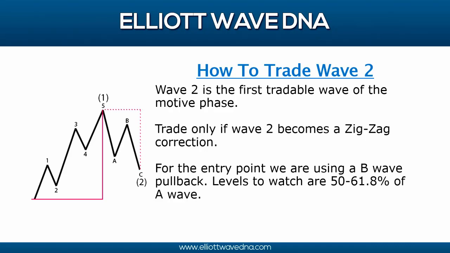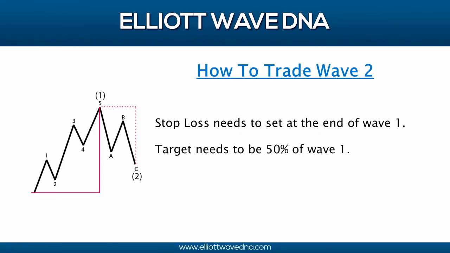So draw the Fibonacci retracement from start to end of the Wave A and watch for 50 to 618 as your entry zone. Stop loss needs to be set at the end of Wave 1. So you can use the ending point of the larger Wave 1 as your stop loss. Targets need to be the 50% of Wave 1. So you are going to draw a Fibonacci retracement from start to end of the larger Wave 1 and get that 50% level to use as your take profit.